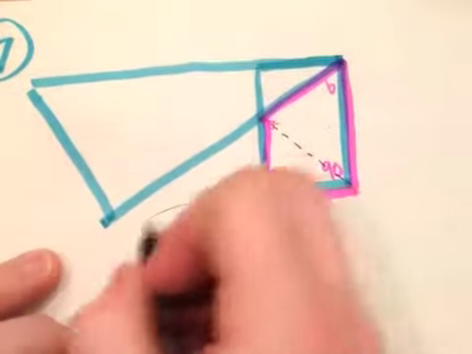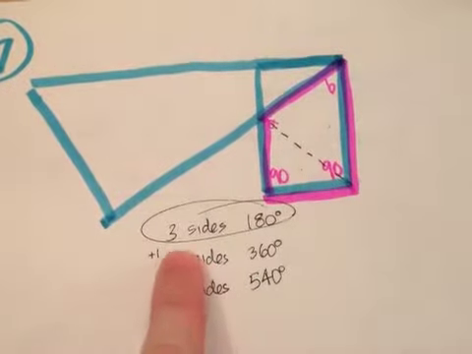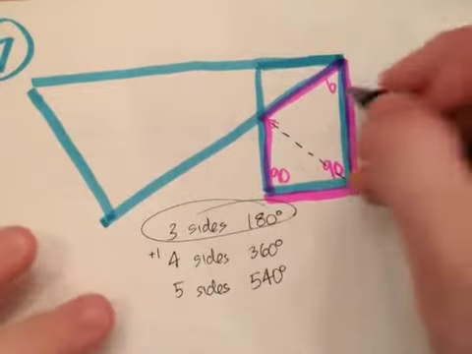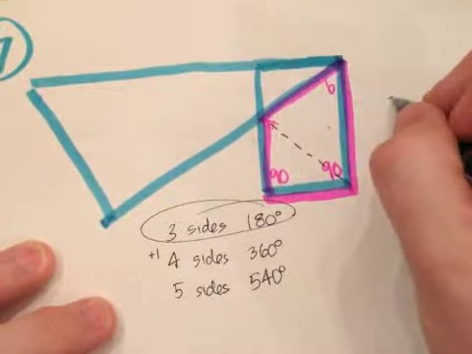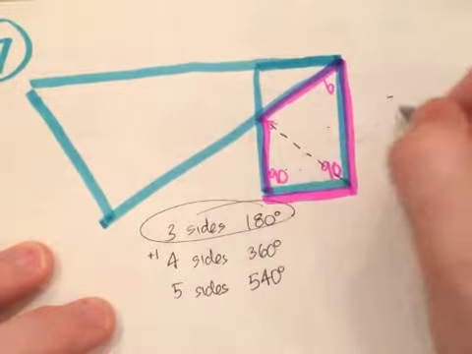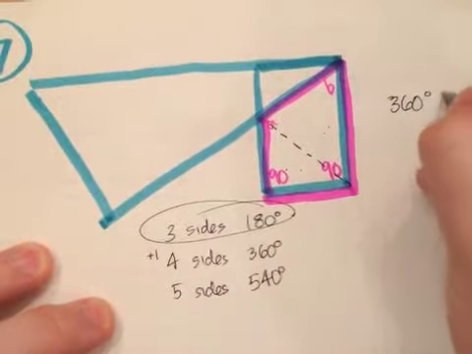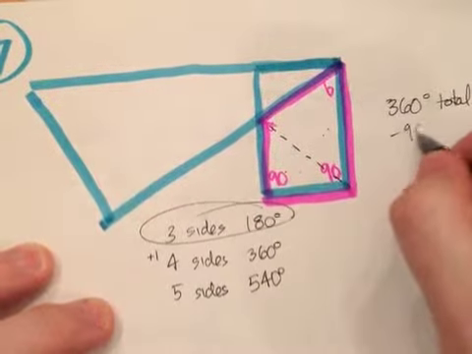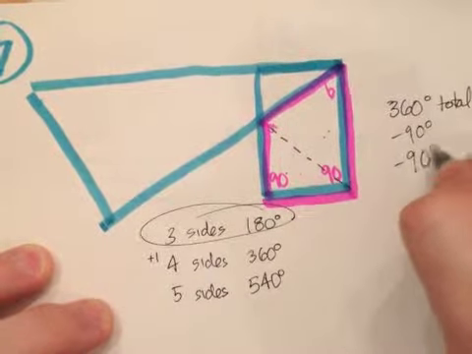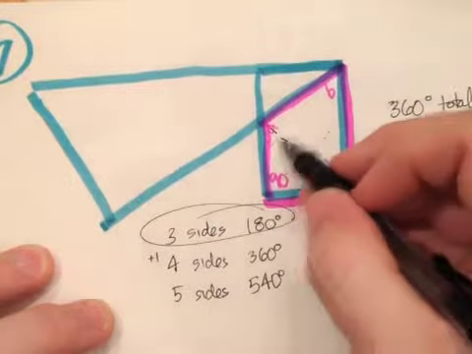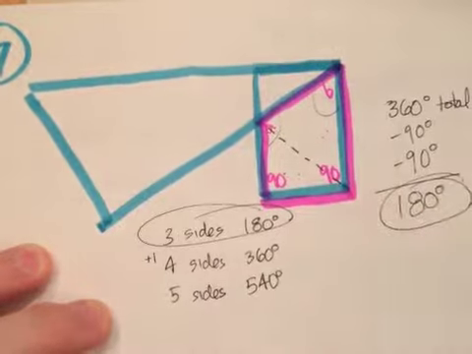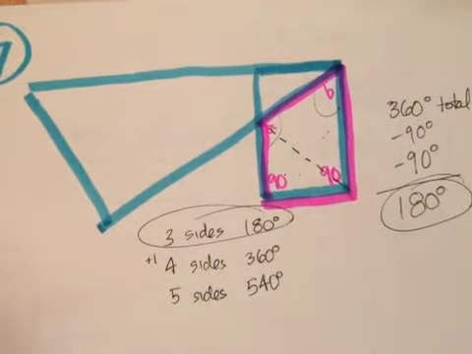And the only thing I need to remember is that one right there. A triangle has 180 degrees. So if this pink figure has 180 plus 180, 360 degrees total, and I know that 2 of the angles are 90 degrees, that means what's left for A and B put together is 180 degrees, just like we already knew.